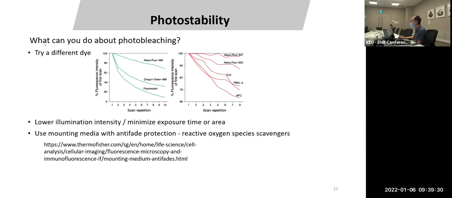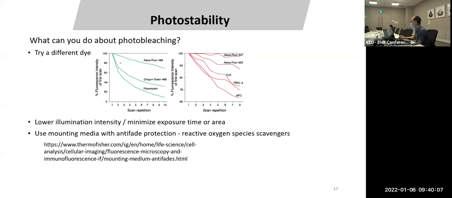The first thing is, if you are buying a dye, you could try different dyes. If you take a look at some of the dyes that we have on the market, for example the Alexa dyes, they're pretty photostable. Over a period of scans, the intensity doesn't drop as much as, for example, your FITC. For the far red, the best one we have is Alexa 647. If I'm using Cy5, one of the old or classical dyes, you'll see that the photostability is not that good.